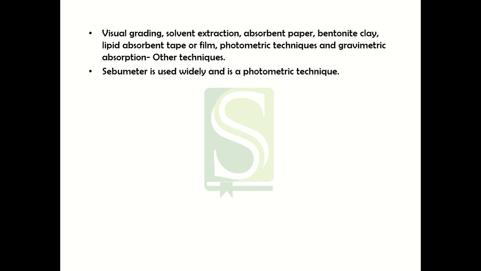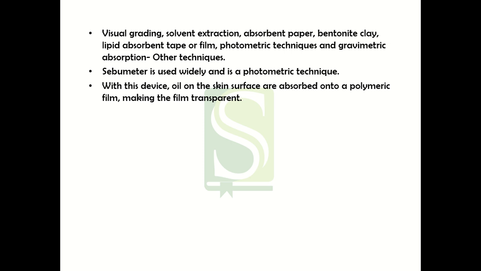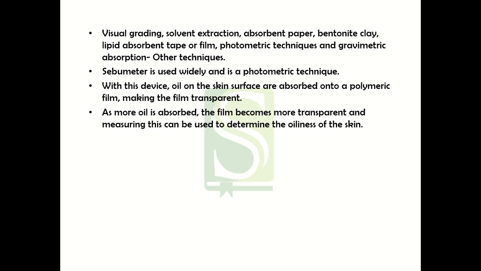Out of all these techniques, Sebumeter is very widely used and it is a photometric technique. So with this device you can determine the oil present on the skin surface. You have a cassette of a polymeric film, and the oil from the skin goes onto the polymeric cassette, and the polymeric film becomes transparent. So the degree of transparency is measured using photometric technique.